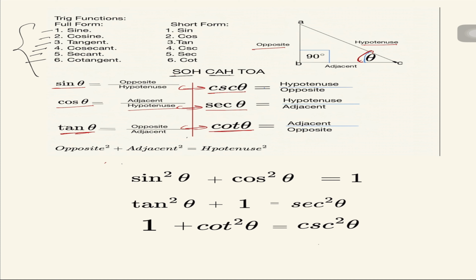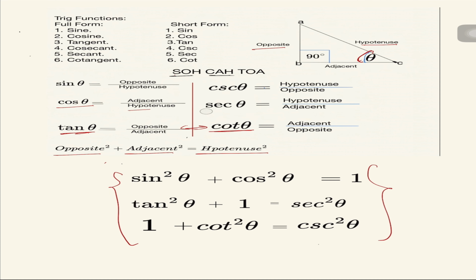Now we know opposite squared plus adjacent squared equals hypotenuse squared. From this formula, we can derive these three formulas. These three formulas are very important. I want you guys to write them down, and you can take a few pictures of them, so that you have it as a sheet, so you will have a better understanding of this.